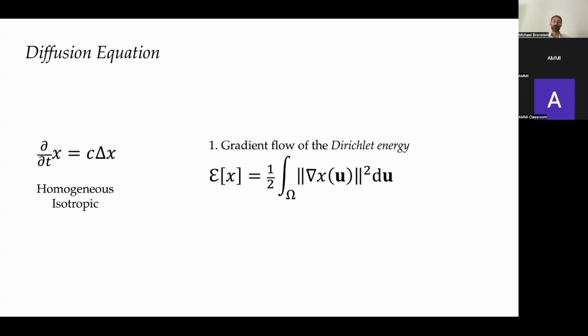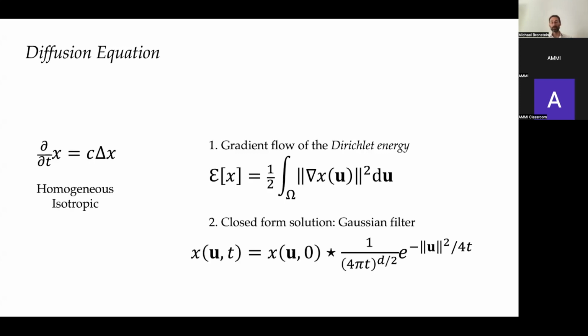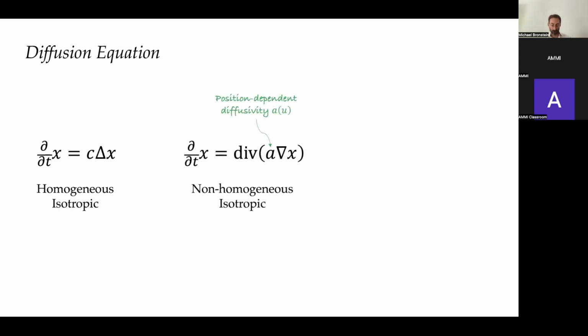And basically, the diffusion equation produces a gradient flow that tries to reduce this energy to zero. And in the Euclidean case, you can also write it in closed form as convolution with a Gaussian filter. So essentially, it's a low-pass filtering process. And there are obviously more interesting versions of the diffusion equation.